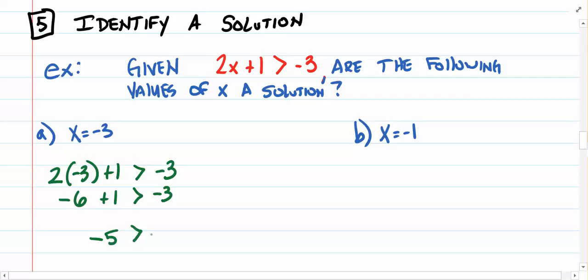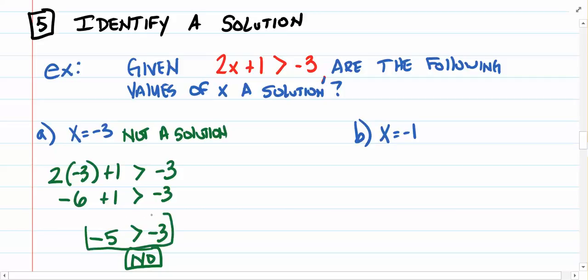Is negative 5 bigger than negative 3? Unfortunately, no, it is not. Negative 3 is closer to 0, therefore negative 3 would be bigger. So negative 5 is not. So x equals negative 3 is not a solution, because we got a false statement and we are looking for a true statement.